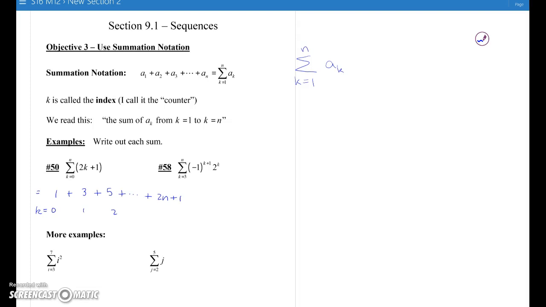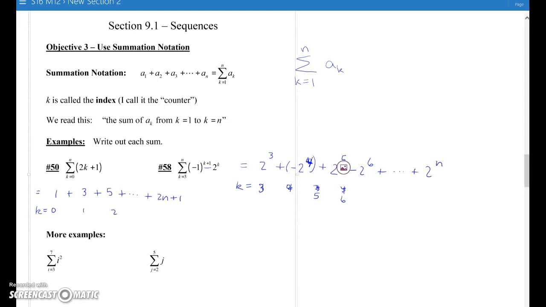Okay, so for number 58, we can see that the sign is going to be alternating. So I'm starting at k is 3. So when k is 3, the exponent is 4, so I'm positive. So I'll have 2 to the power of 3, plus, when k is 4, I'm going to have a negative number. So I'm going to have negative 2 to the power of 4, whoops, this is to the power of k, so 4, plus 2 to the power of 5 minus 2 to the power of 6 plus dot dot dot until you get to 2 to the n.